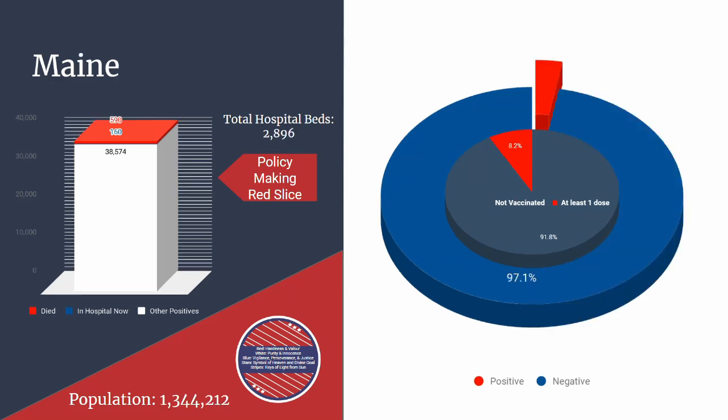In Maine, they tested near their entire population. They vaccinated 8.2%. Their negative test percentage is at 97%. Their positive tests are almost 3%. They've had 590 people die. They've hospitalized 160 currently, and 2,800 hospital beds.